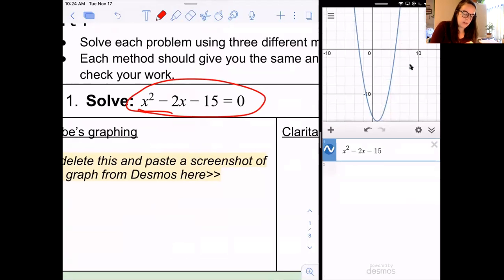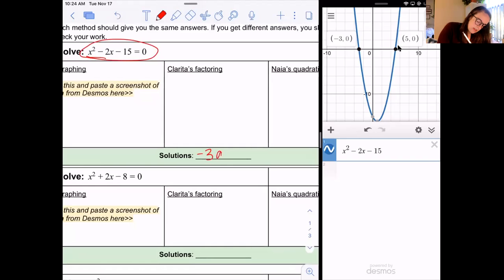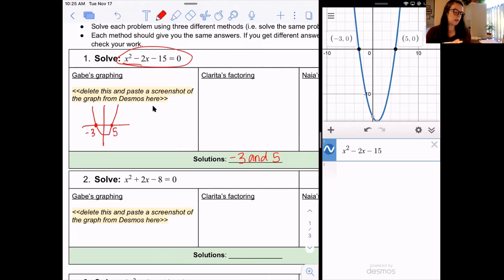Zoom out just a little bit, and I'm going to click this first solution here, which is -3, and the second solution here, which is 5. So I know that my two solutions are -3 and 5. I'm going to screenshot this graph and put it right here. For my purposes, I'm just going to draw this graph like this, -3 and 5. You're actually going to take the screenshot and plug it in. All right, so that's Gabe. We've done Gabe's graphing. Next, we're going to do Clarita.